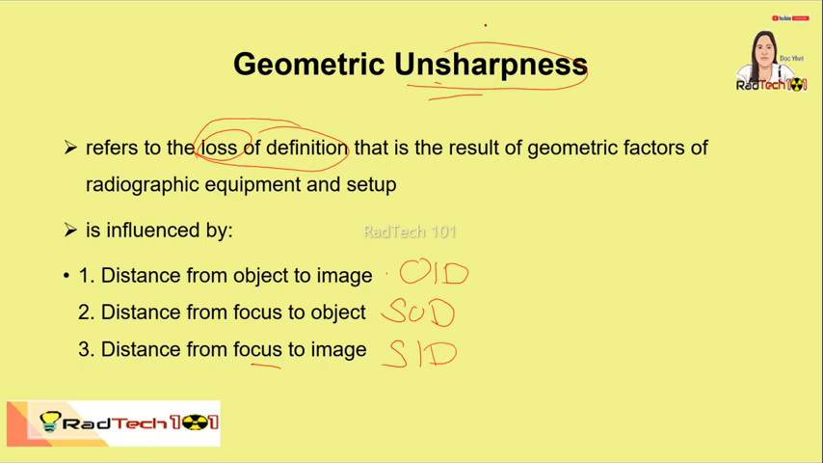Again, when we talk about geometric unsharpness, this can be affected by OID, SOD, and SID. We should maintain close contact, so decrease OID. Then increase our SOD and increase SID.